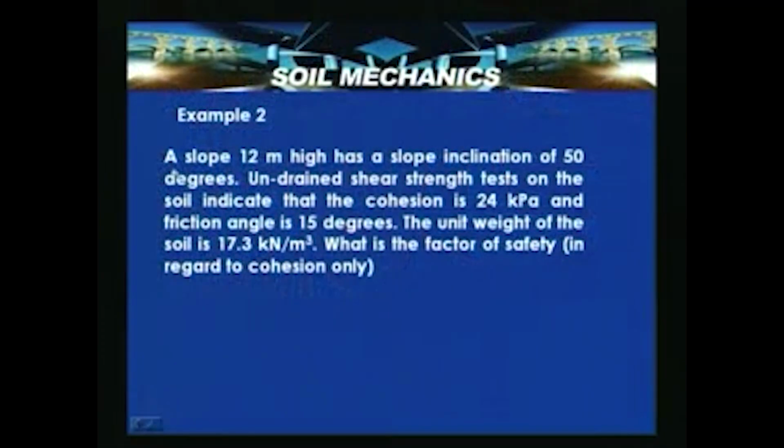Another example: a slope 12 meter high has a slope inclination of 50 degrees. Undrained shear strength tests on soil indicate that cohesion is 24 kilopascals and friction angle is 15 degrees. The unit weight of the soil is 17.3 kilonewton per meter cube. What is the factor of safety in regard to cohesion only? So, this is based on the Taylor stability chart.